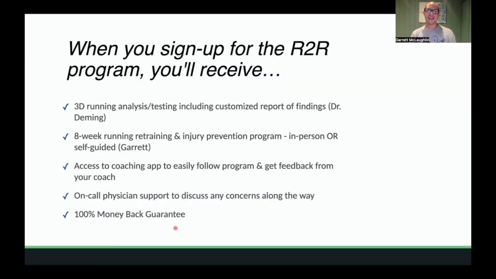Now, when you sign up for the Return to Run program, here's what you receive. On Dr. Deming's side of things, which is huge to identify the key areas, is the 3D running analysis and testing. We get you on the treadmill and put sensors on you to understand what your running form looks like. Then he digs into all this data, the mad scientist behind the scenes, and compiles the reports. You know exactly what needs to be worked on, rather than being told, hey, your running form stinks, work on everything. What are those 1 to 2 things that are possibly breaking down, predisposing you to injury or not allowing you to run in an efficient manner?